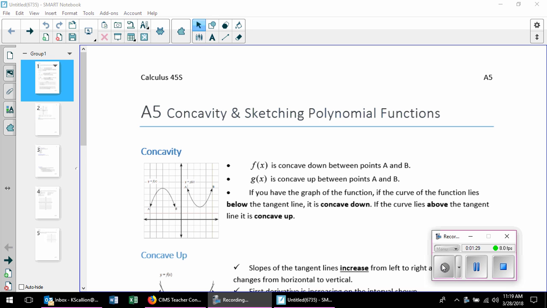So, slopes in the tangent line increase left to right. Okay? First derivative is increasing on the interval. Therefore, the first derivative and second derivative are both positive. We're going to copy.